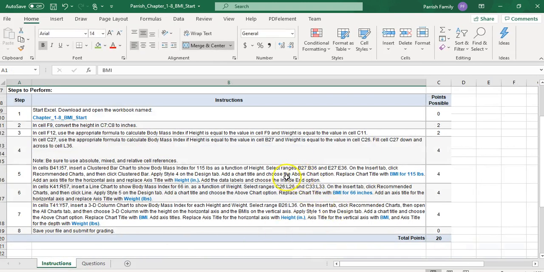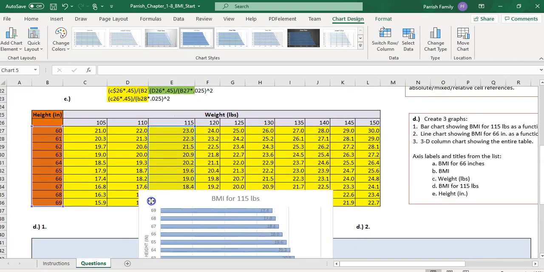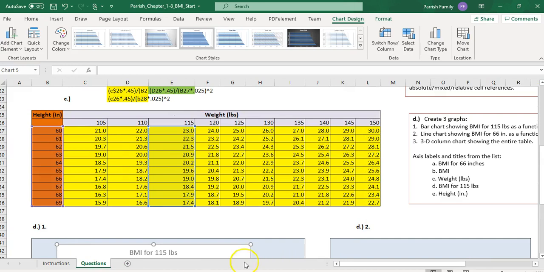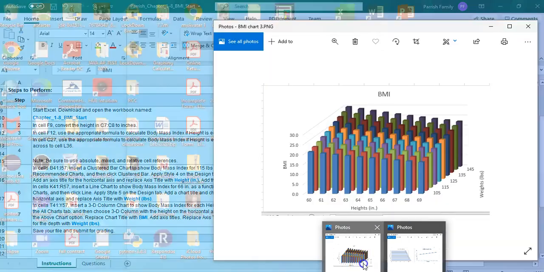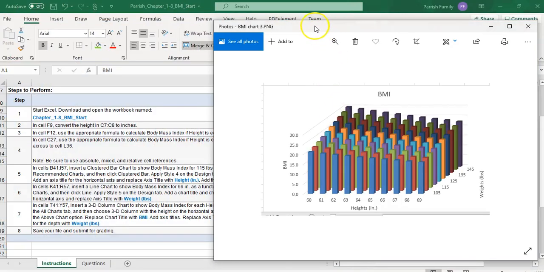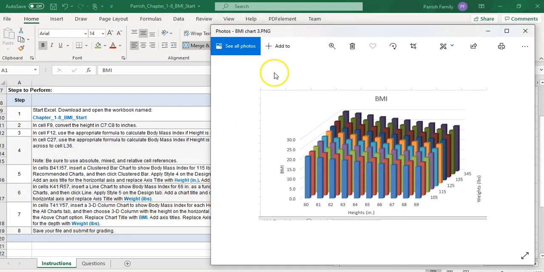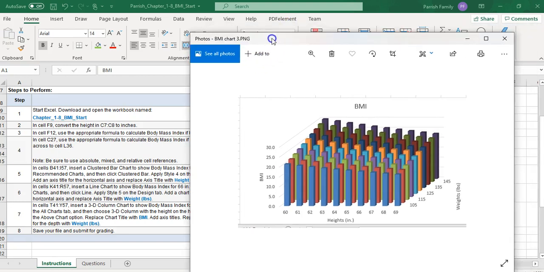So those are all the instructions for step 5. And so we want to put this chart in our first box. Now we have to create 2 more charts, and I'm going to let you do those charts. I'm going to show you a picture of what those charts are supposed to look like. So one of the charts is a 3D, it says 3D columns. This is what a 3D column chart looks like. And here's our height, and here's our weight, and here's our BMI, okay?